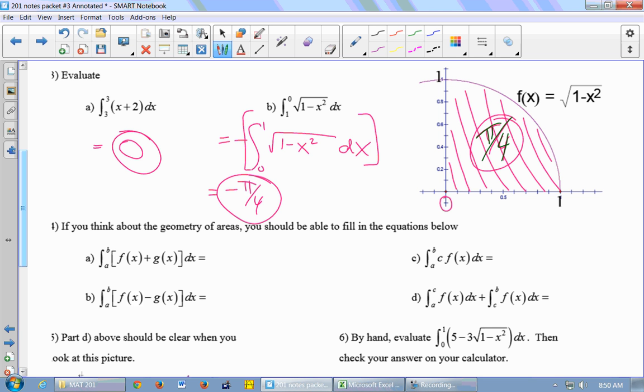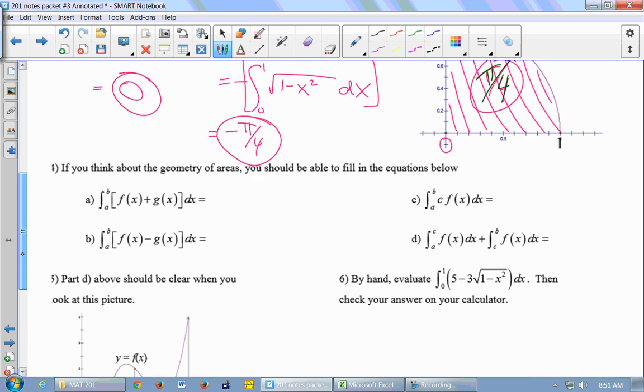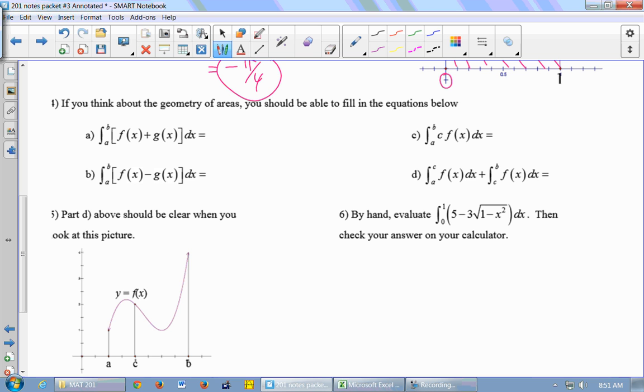Okay, so if we think about the geometry of areas, then we should be able to fill in these rules that we have about integrals here. So the integral from a to b of f of x plus g of x dx is just the integral from a to b of f of x dx, the area under f, plus the area under g. So if you have two functions, f and g, you could add them together and then take the area underneath, or you could take the area underneath one and add it to the area underneath the other. It's going to come out the same. Same thing with subtraction.